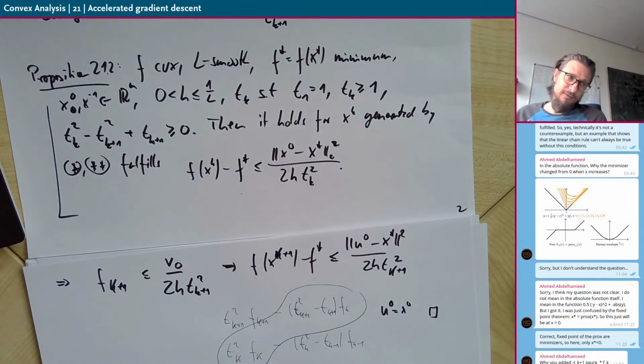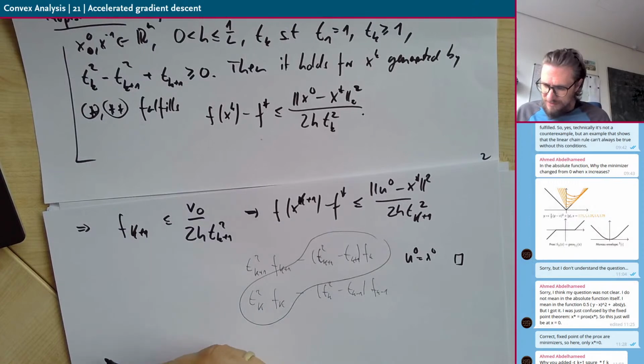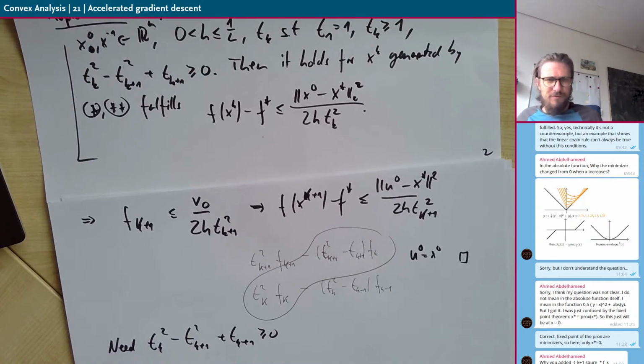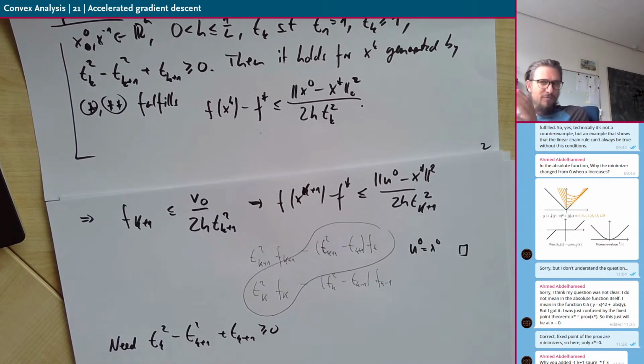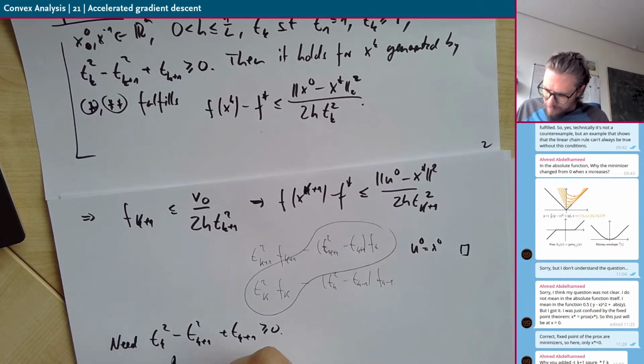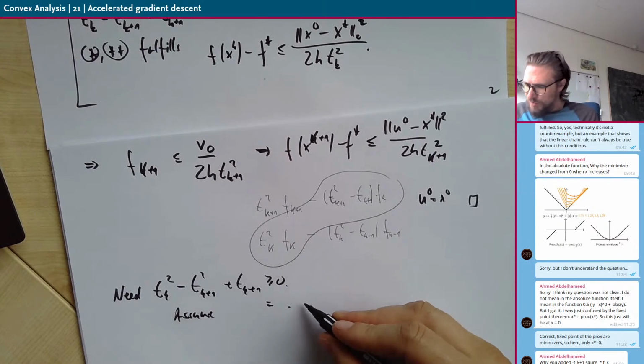So what do we do about the t_k? We want the t_k to grow, but we need to respect this inequality: t_k squared minus t_{k+1} squared plus t_{k+1} larger equal 0. We also see that the proof is more efficient if this is always fulfilled with equality, because then we don't throw away anything in the estimate. And that's what we're going to do. So one way to choose it is to assume equality.